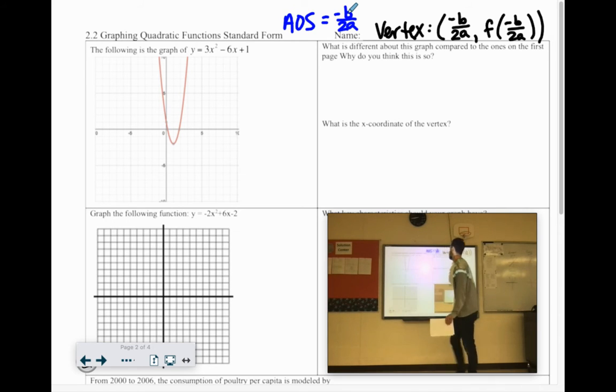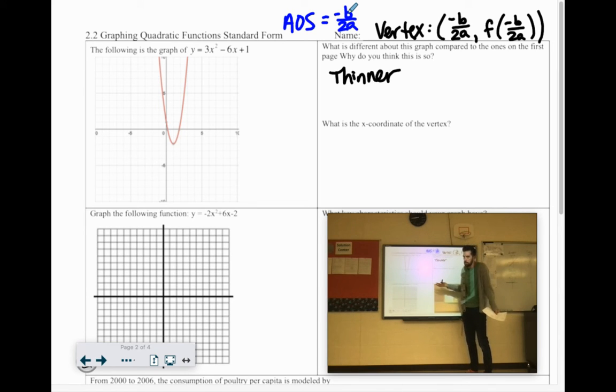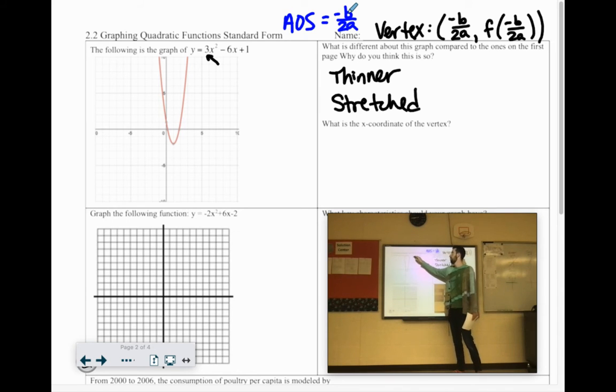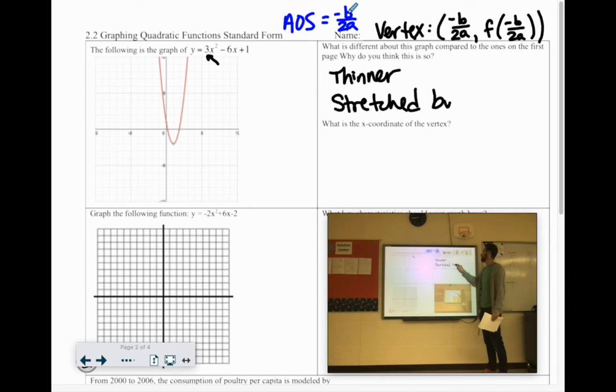We're back. The following is the graph of y equals 3x squared minus 6x plus 1. What's different about the graph compared to the ones on the front page? Why do you think this is so? Well, this is skinnier. It's thinner. What does that mean in a parabola? That means it was stretched. And again, we can tell that just from the formula. It's stretched by a factor of 3.